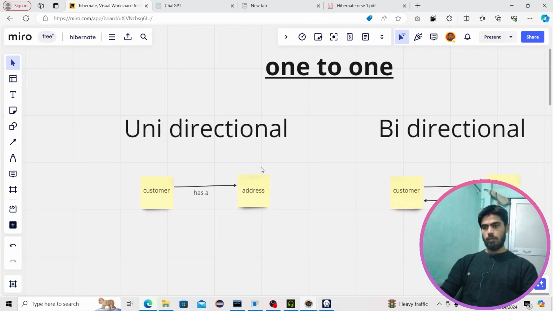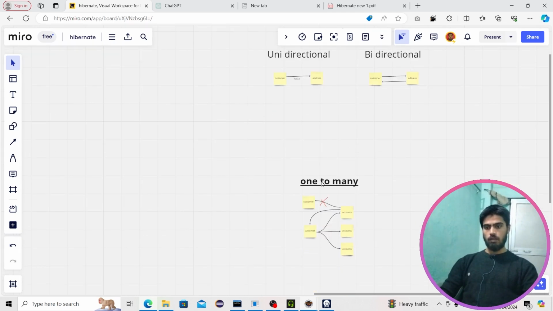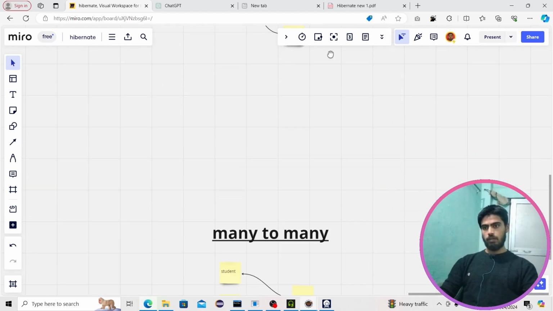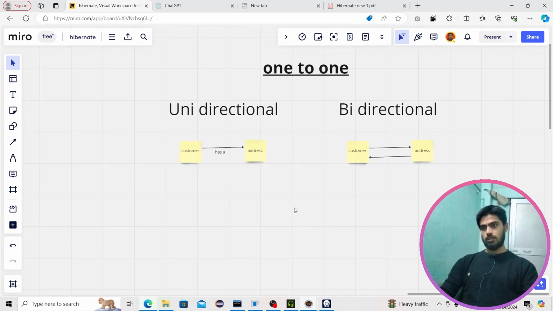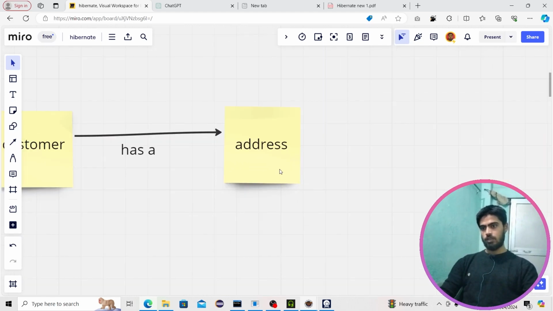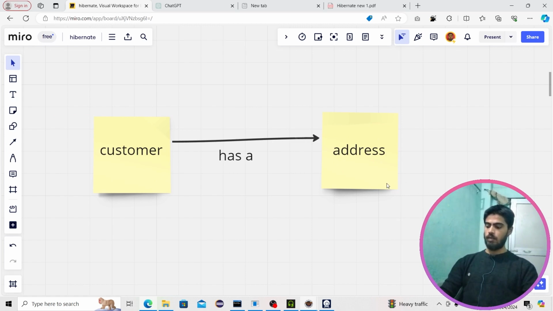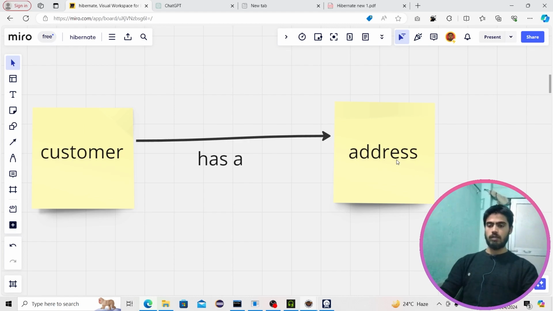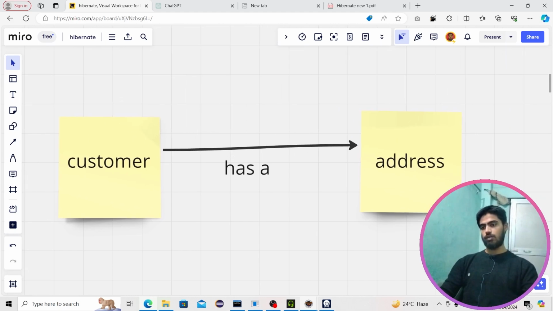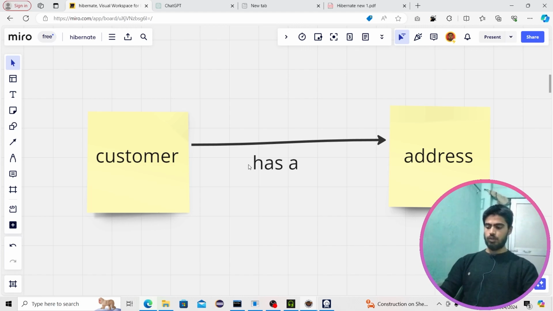But in association mapping, we have three types: one-to-one mapping, one-to-many mapping, and many-to-many mapping. What are these things? Let's understand it with a diagram. Suppose there is a customer and he has an address. For customer, we are going to create a table in Hibernate, and for address, Hibernate will create a table by default, not us. Then we have to establish a relationship between the customer and address.